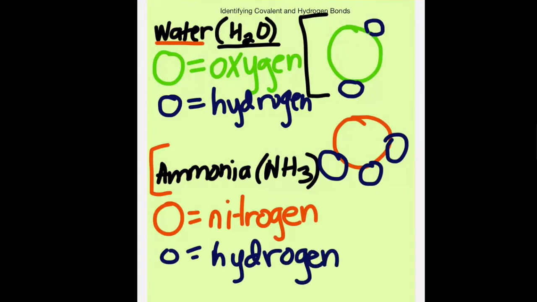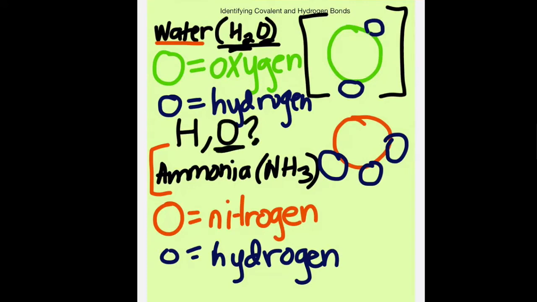Okay, so we drew H2O and we drew NH3. So if we look at this water molecule, we have two hydrogen atoms and one oxygen atom. Between the hydrogen and oxygen atom, which one is more electronegative? Is the hydrogen atom more electronegative, or is the oxygen atom more electronegative? Well, the oxygen atom is more electronegative. Electronegativity is how strongly an atom can attract electrons to itself.